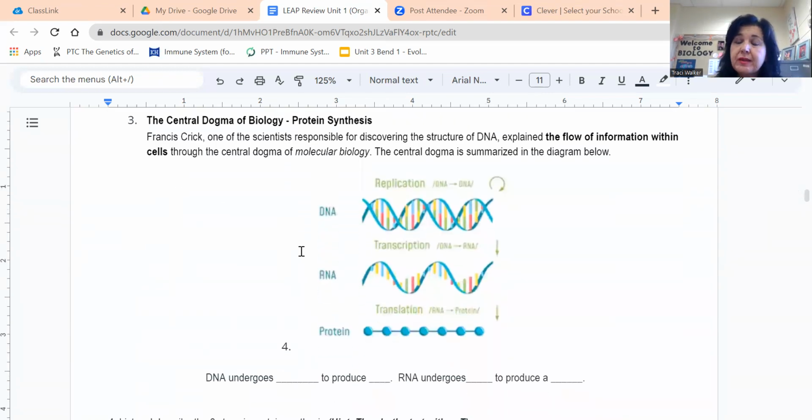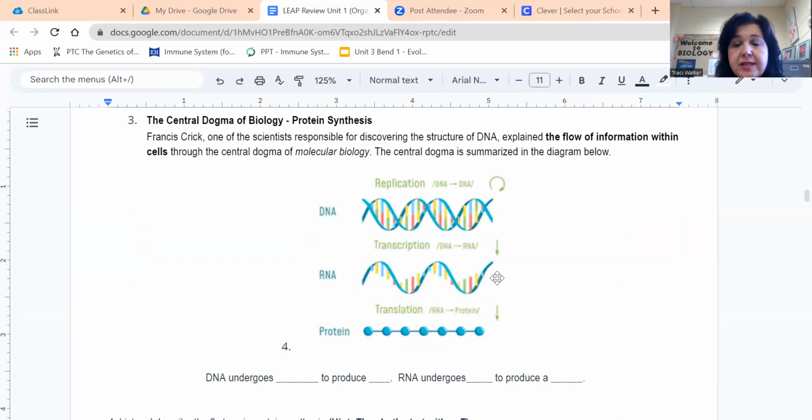And then the process that we're really going to dive into today is the process of protein synthesis. Protein synthesis has two steps. The first step is called transcription. Transcription is when DNA makes RNA. And remember, RNA, instead of being a double-stranded spiral helix, is just a single strand.